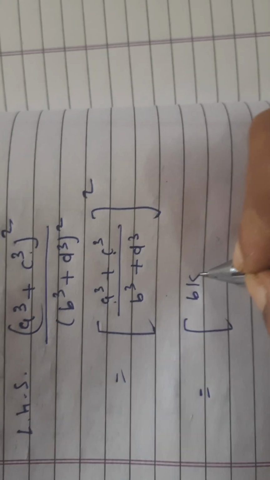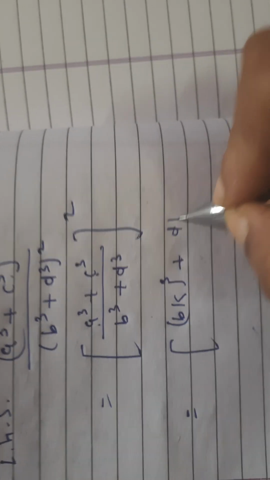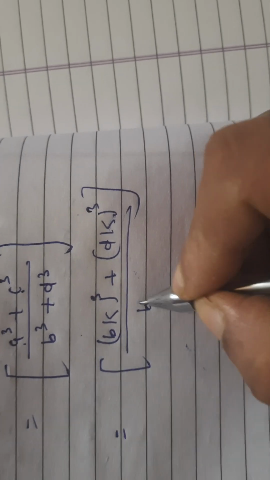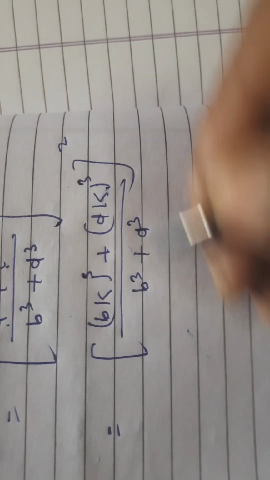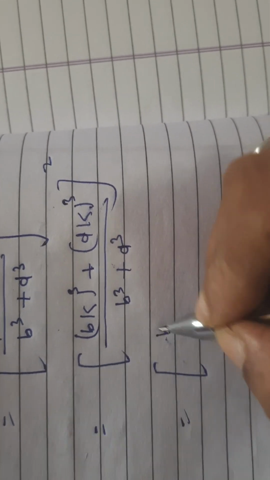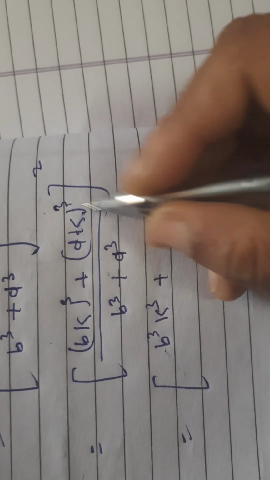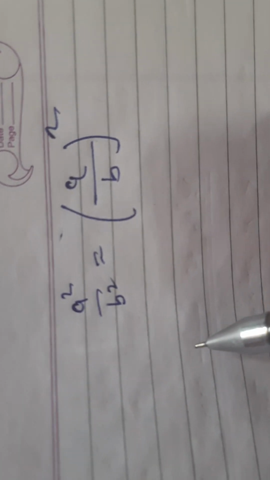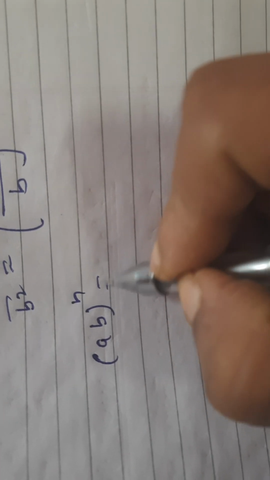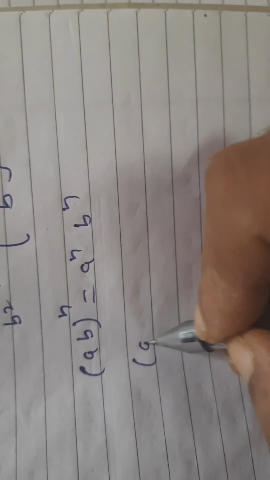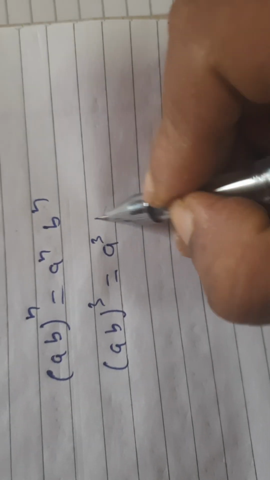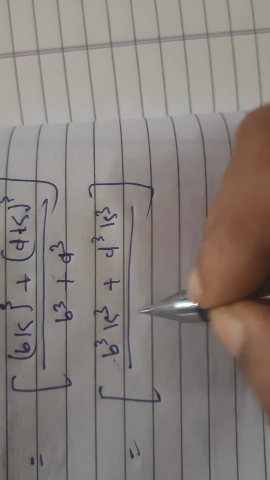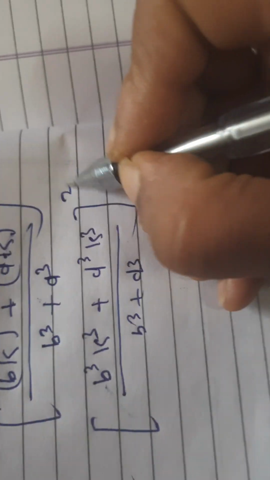a is bk, so (bk)³, and c is dk, so (dk)³, upon, I am not changing the denominator, (b³ + d³) whole squared. Now (bk)³ is b³k³ and (dk)³ is d³k³. You know that (ab)ⁿ = aⁿbⁿ; that is, (ab)³ is a³b³. And the denominator is (b³ + d³) whole squared.